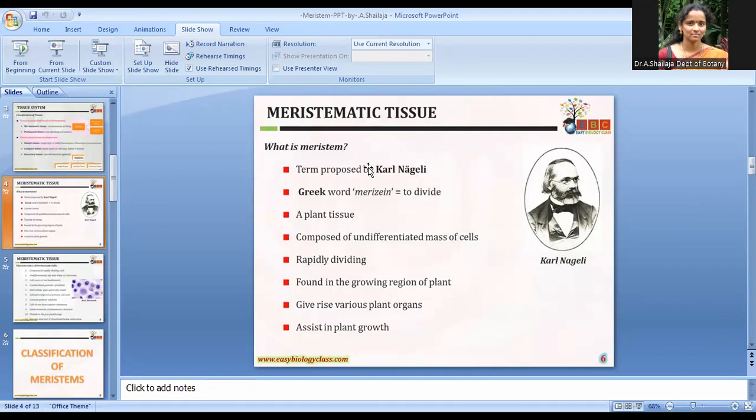Meristematic tissue means continuously dividing. This is a plant tissue composed of an undifferentiated mass of cells. It is a mass of rapidly dividing cells found in the growing region of the plant. We can observe it in the growing region of the plant, which may be the stem or the leaf. It gives rise to various plant organs and assists in plant growth. We find meristem mainly in the growing regions.